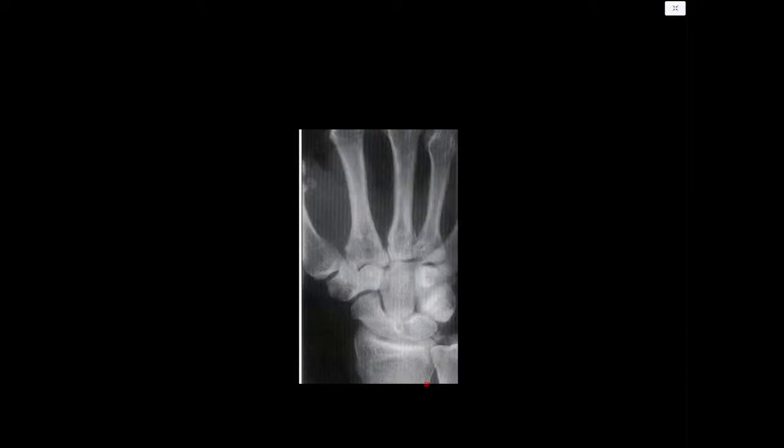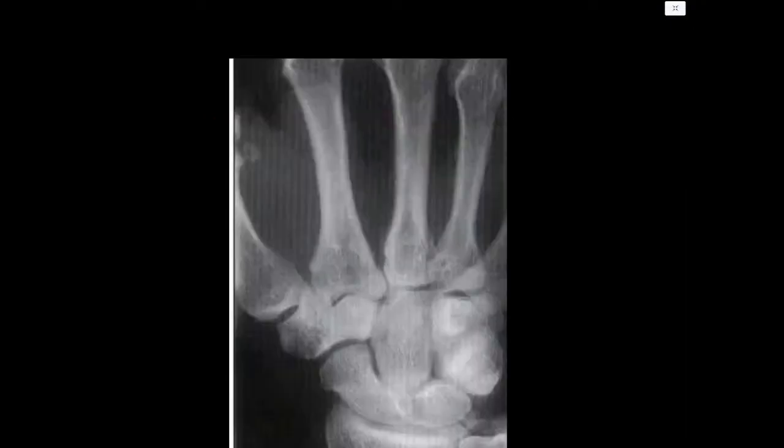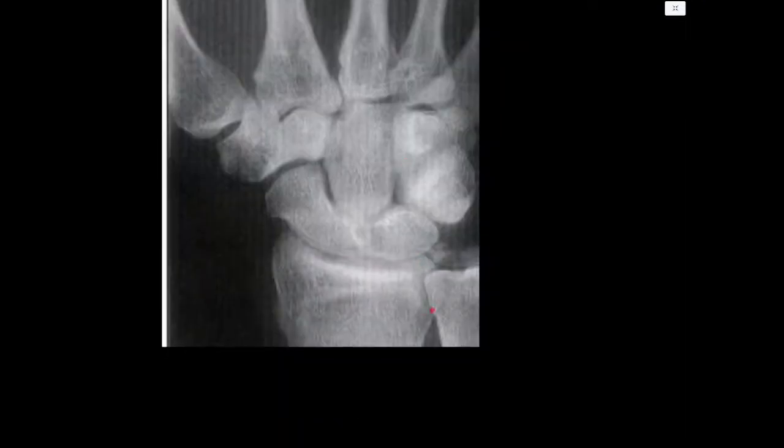You can see here, I don't think it is seen very well, but you can see it here. This is calcium deposition in the wrist of the patient.